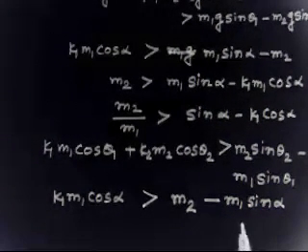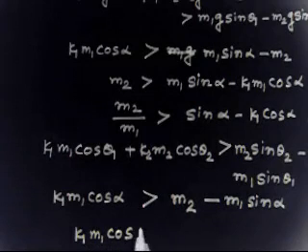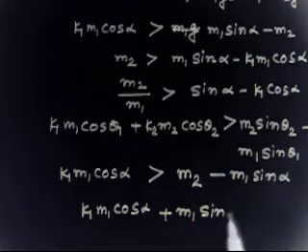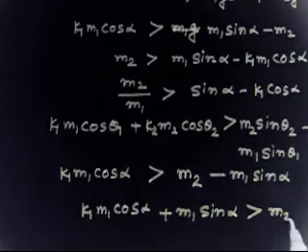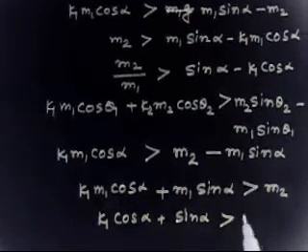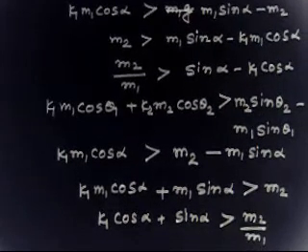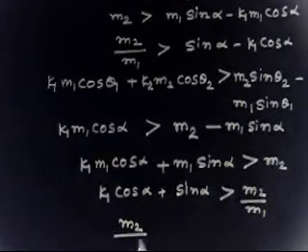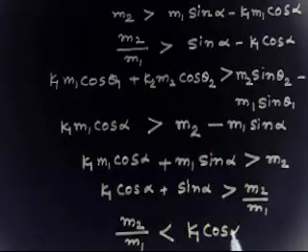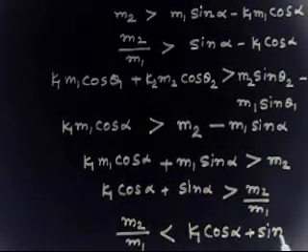So I can write, if I take this side, k1 m1 cos alpha. Are you getting? Plus m1 sin alpha. This is greater than m2. So if I divide by m2, I can write k1 cos alpha plus sin alpha should be greater than m2 by m1. So I can say m2 by m1 should be less than k1 cos alpha plus sin alpha.